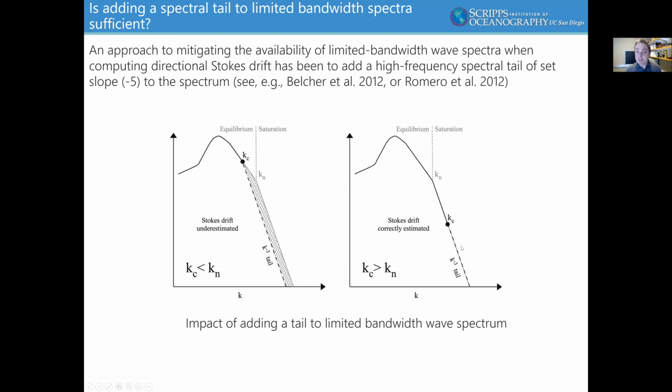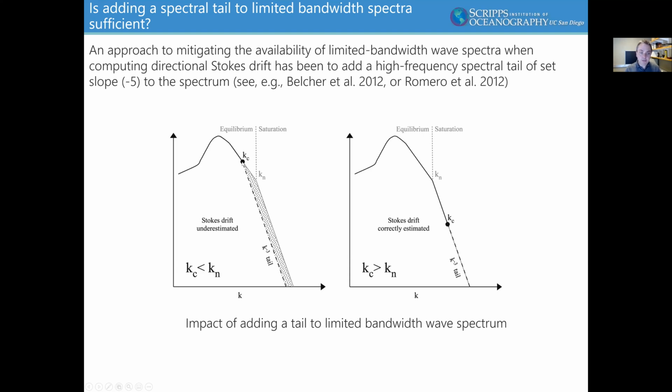Two different cases. One case is where the cutoff frequency of your limited bandwidth wave spectra is larger than the transition wave number. So if you patch a tail, you're fine. You clearly follow the expectation of the spectra. The issue arises when your cutoff frequency is lower than your transition wave number.